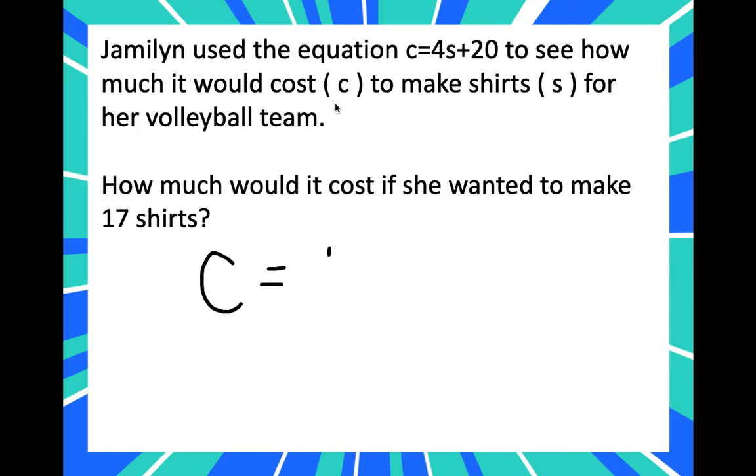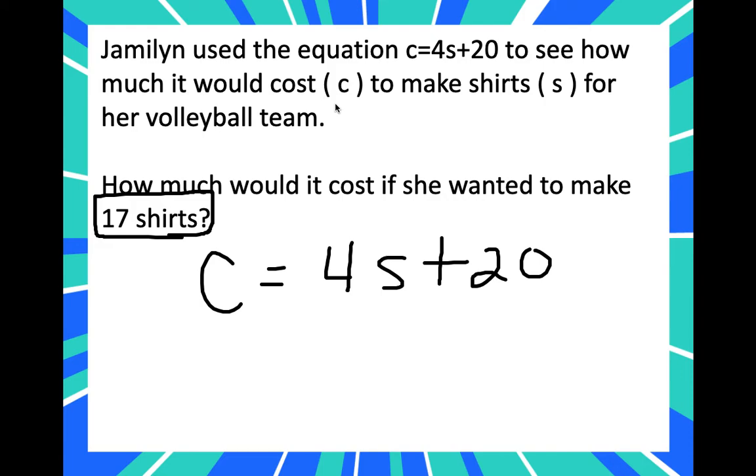C equals 4S plus 20. All right, so the question is, how much would it cost if she wanted to make 17 shirts? Okay, so I have a 17. Do you think that's going to go in for the C or for the S? We're talking about 17 shirts. Well, it says right here, shirts are what? S. So that 17 is just going to go in for S.